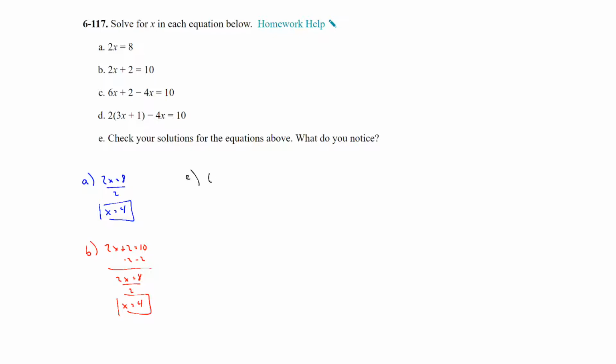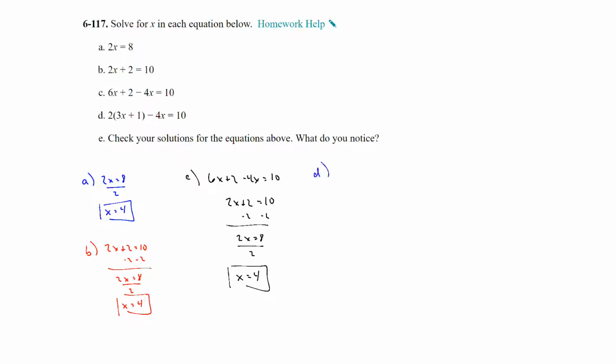Problem C, 6x plus 2 minus 4x is equal to 10. Combine your like terms. That's 2x plus 2 equals 10. Well, there's problem B. Subtract 2 to both sides. There's problem A. Divide by 2, and x is equal to 4. Hopefully you see a trend.